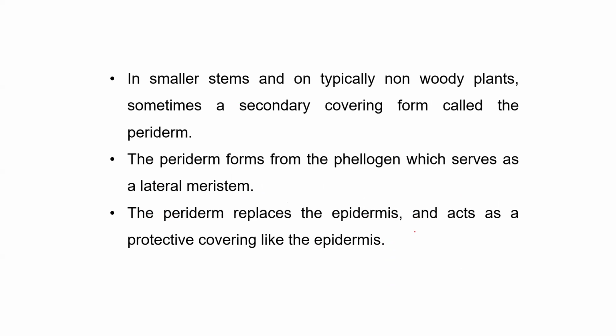In smaller stems and in typically non-woody plants, sometimes a secondary covering called the periderm forms. This periderm forms from the phellogen, which serves as a lateral meristem. The periderm replaces the epidermis and acts as a protective covering like the epidermis. So the epidermis is replaced by the periderm.